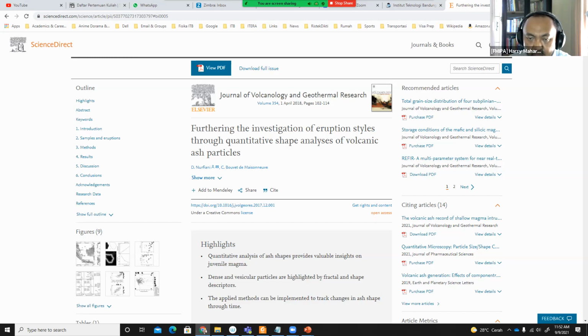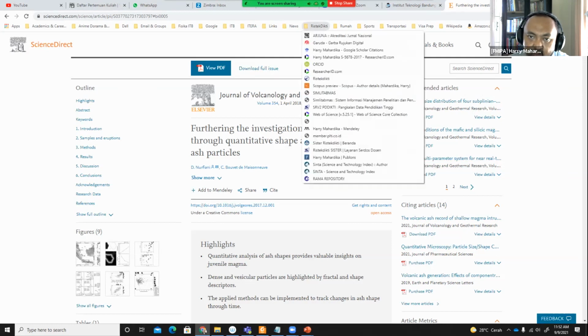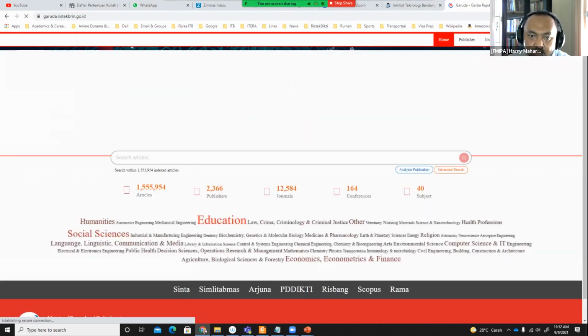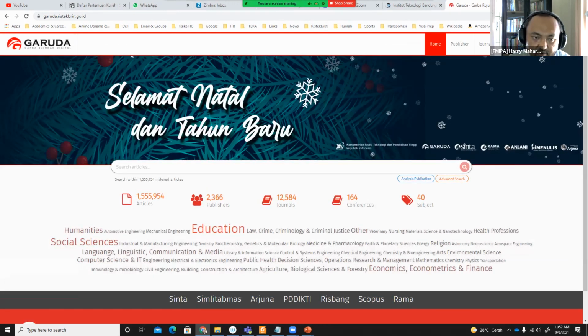But mostly this database is coming out from outside of our country. So if we're going to look for a scientific source that is coming locally, we could use Garuda, for example, that is provided by Ristekbrin. So from here, we can also look for data.